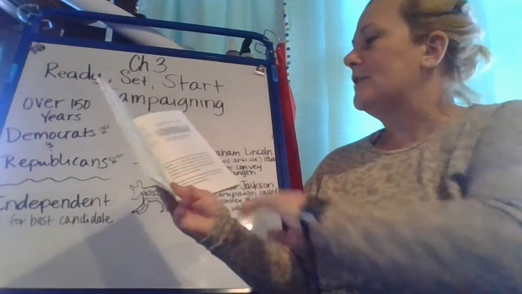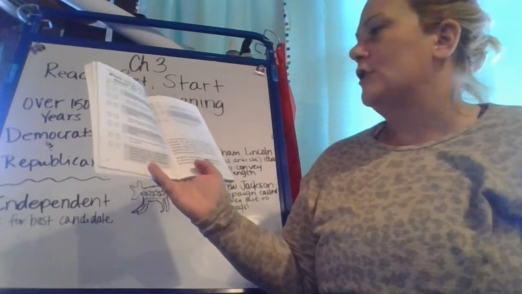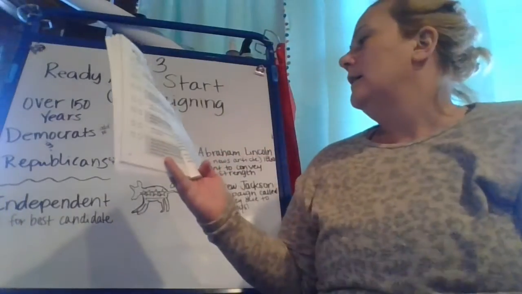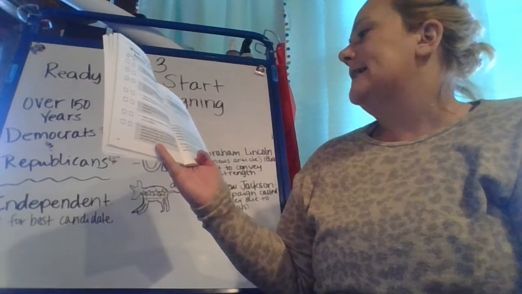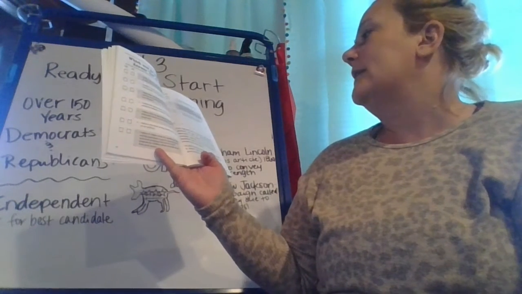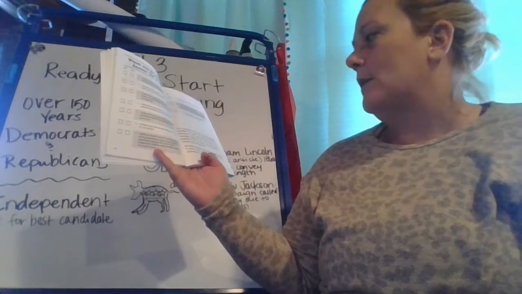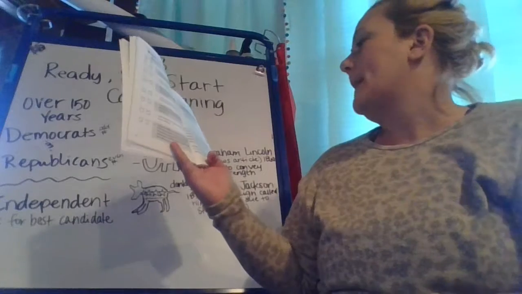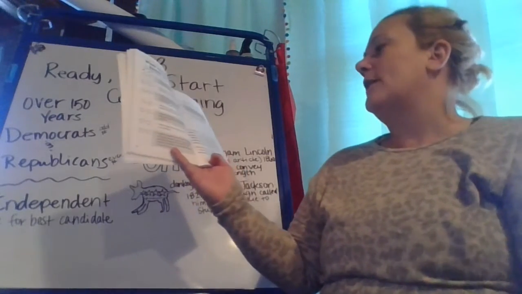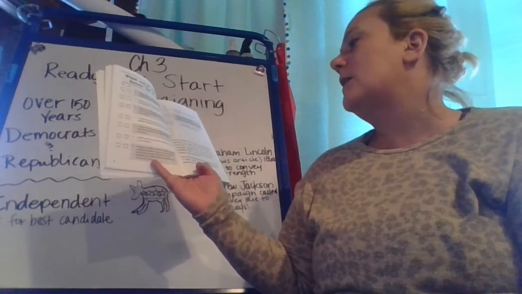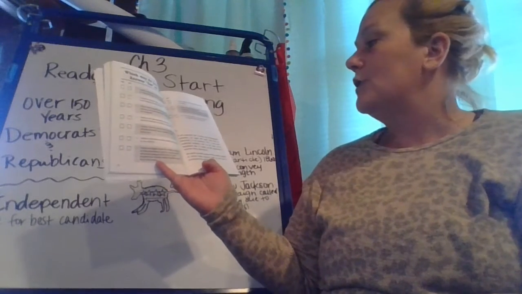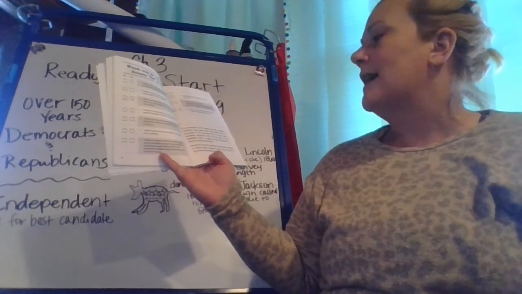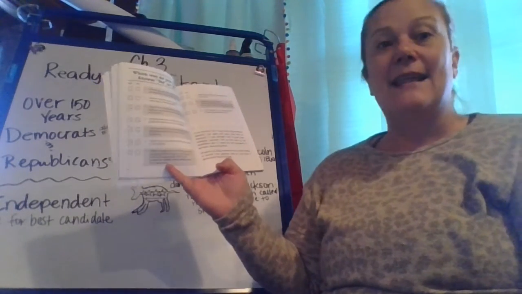If you answered yes to more of the odd number questions, those are the dark gray ones, you agree with many ideas held by Democrats. If you answered yes to more of the even numbered questions, those are the white ones, you fall more on the Republican side, or maybe you fall somewhere in between. Many Americans do. Ask grown-up family members if they would be willing to answer these questions. Find out what kind of government they think is best.